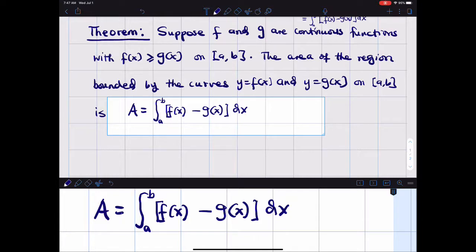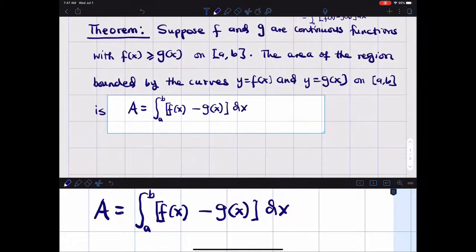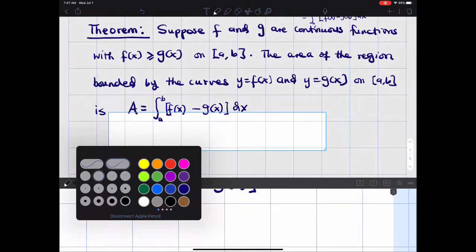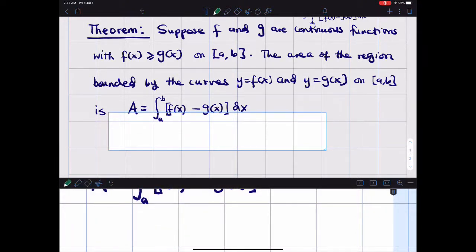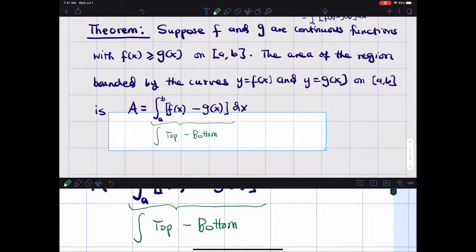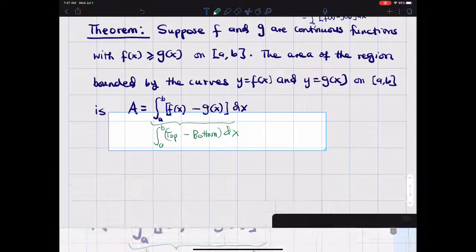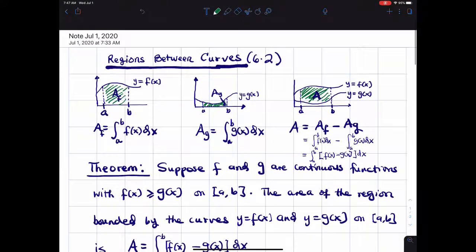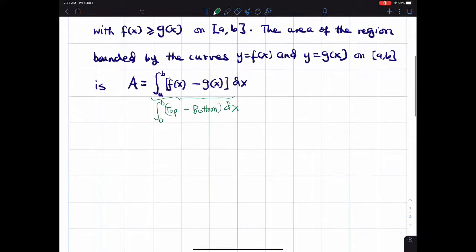So in general, you can think of this as A being the integral of the top function minus the bottom function dx from a to b. All right. So f is the top function and g is the bottom function. Let's do a few examples.